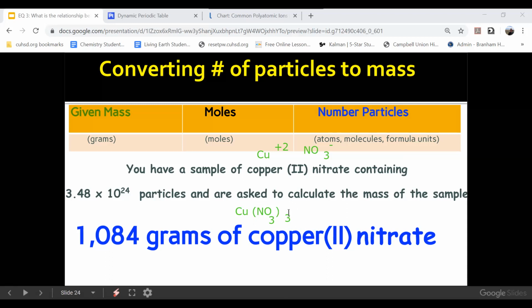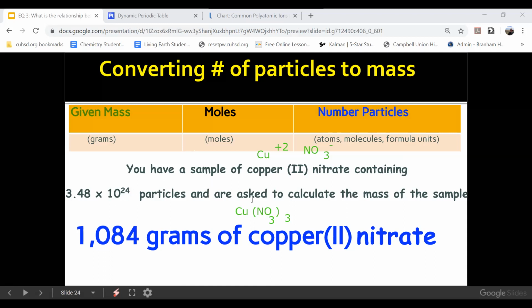So then what you're going to do is calculate the mass of these. You're going to look up on your periodic table the mass of copper, the mass of nitrogen times 3, the mass of oxygen times 9. Add that all together, you're going to get a molar mass. You're going to start with particles, divide by that.